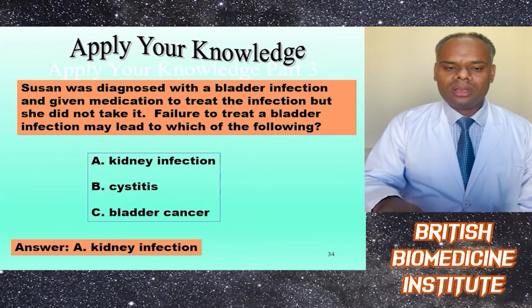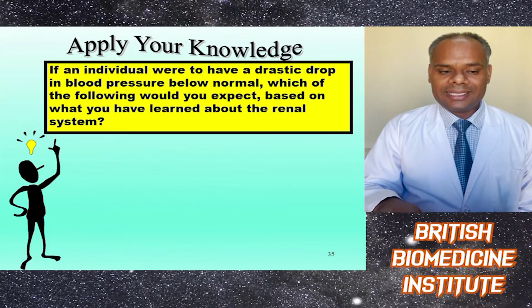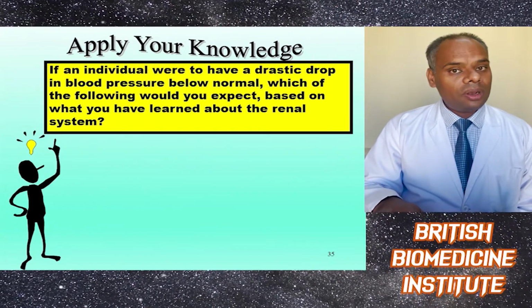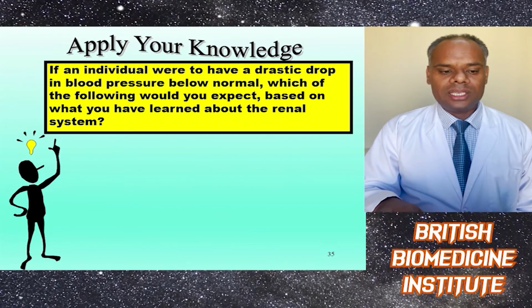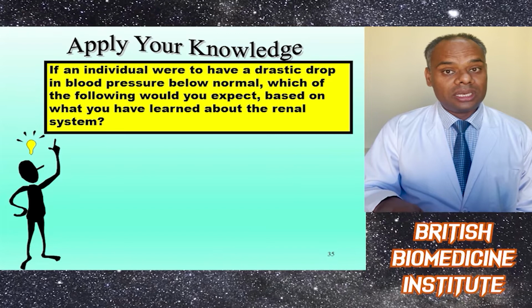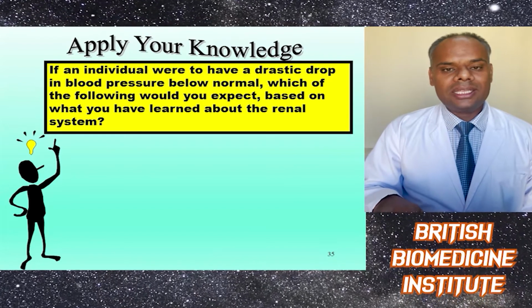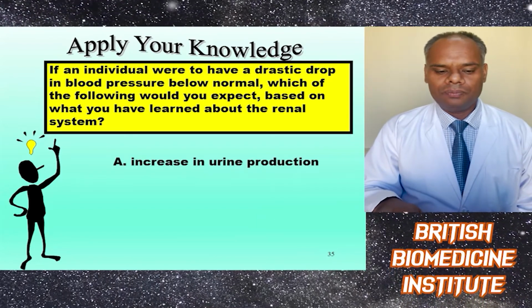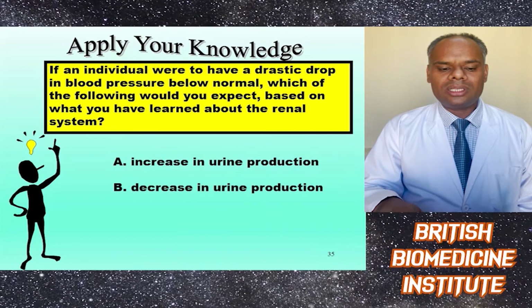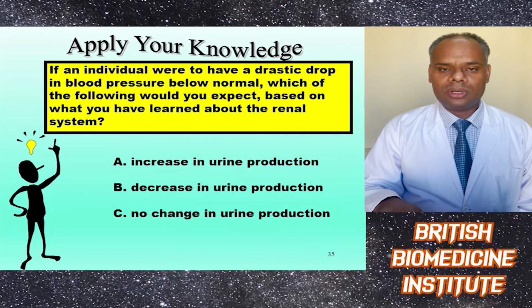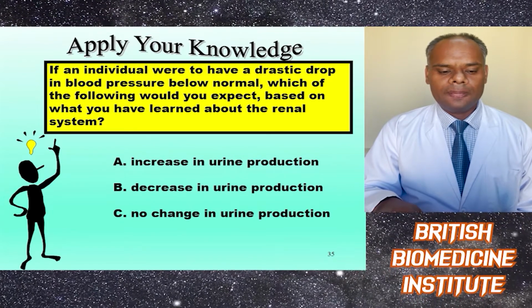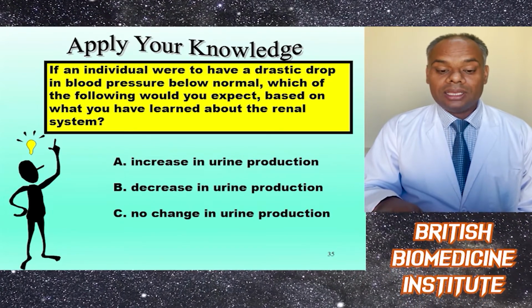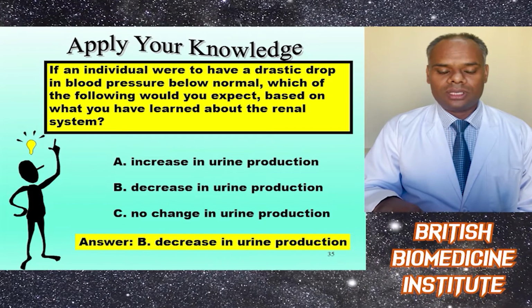If an individual were to have a drastic drop in blood pressure below normal, which of the following would you expect based on what you have learned about the renal system? A. Increase in urine production, B. decrease in urine production, and C. no change in urine production. So I hope you are aware of the answer. Here the answer is B, decrease in urine production.